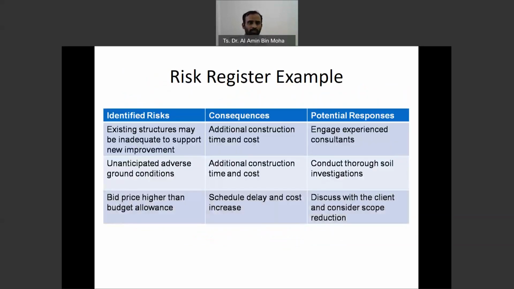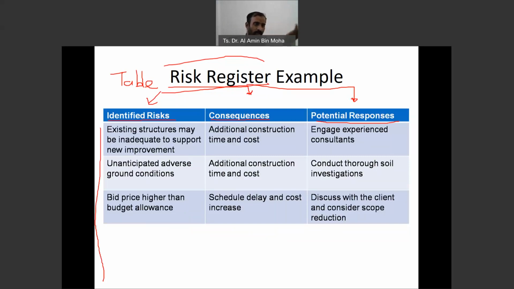So I'm going to show you, this is the example of the risk register. Basically it is a table that has been divided into some columns that have some information. Like here, you have the risk that you have identified, and you have your consequences if the risk happened, and what the potential responses are that you may want to do if it happens. Usually if you do your assessment, make sure you have a good number of risks. You may have maybe 10 risks or 20 risks that you need to identify, and then they should be in complete sentences.